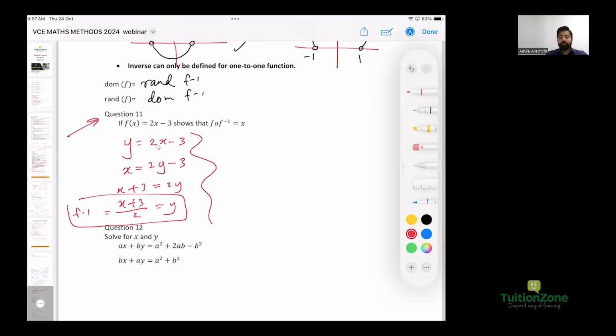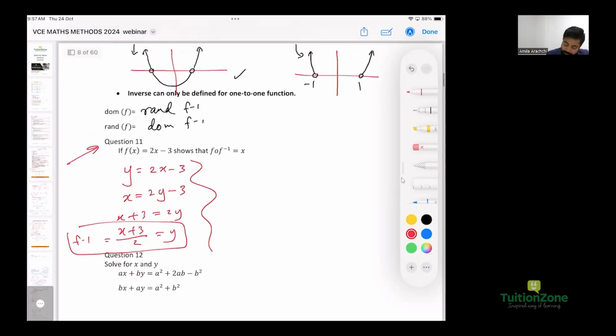And then it's asking what? Composite of the original and the inverse. So it's a combination. Let's see some answers. So then, composite of both of them.